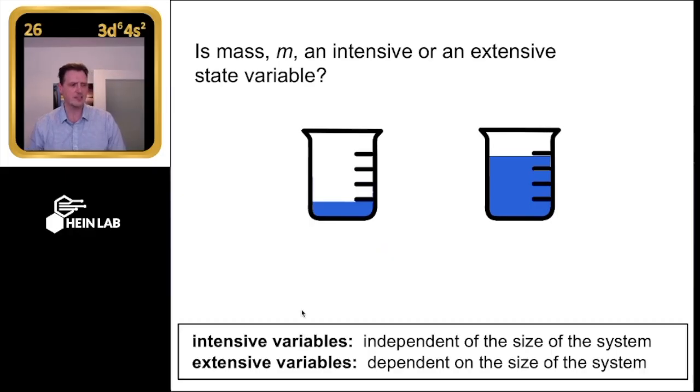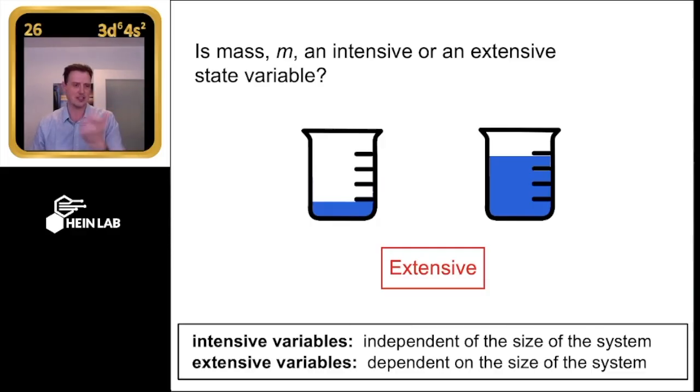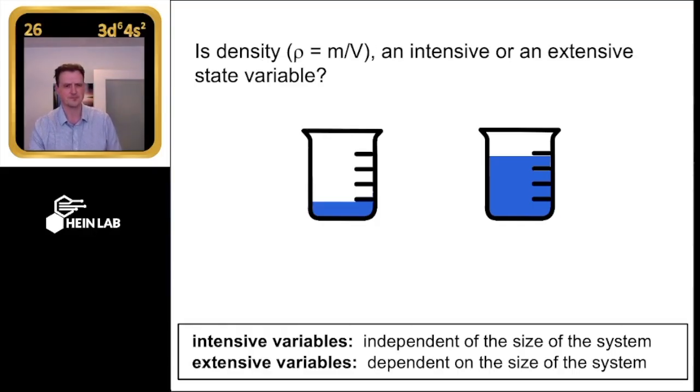What about mass? If we have these two guys here, is this intensive or extensive? Do I need to know how much there is in order to show these? Yeah, absolutely. The mass will be extensive. The weight of the water matters. You need to know this value in order to recapitulate these two different states. So this is an extensive variable for sure.